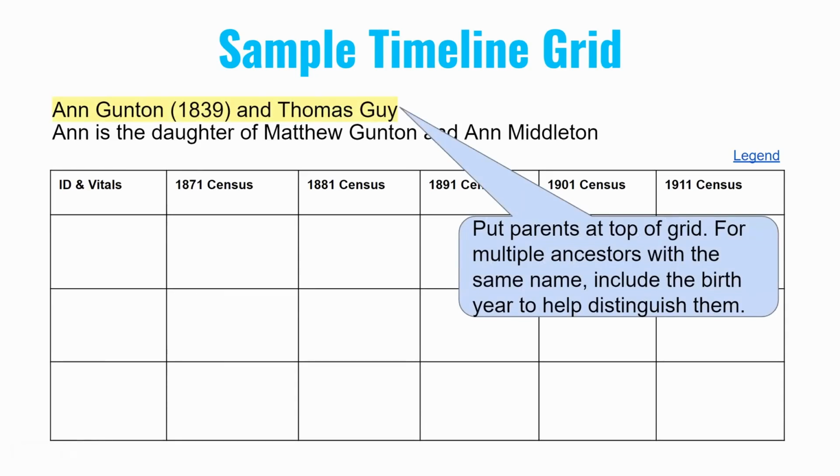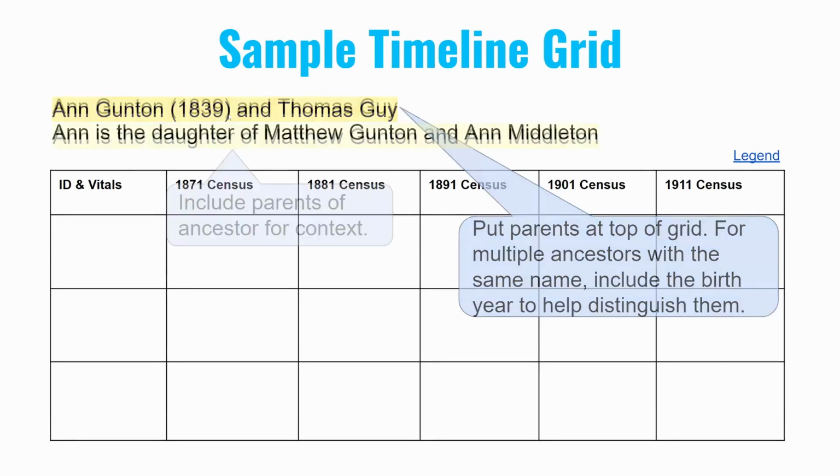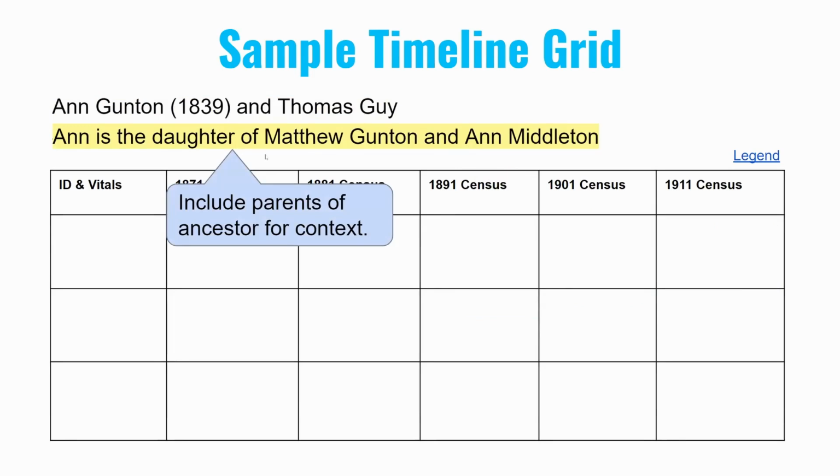And if you've got multiple ancestors with the same name, like I've got about 1 million Ann Guntons in my line, and I'm sure all of us have names that are reused over and over, I like to put the birth date just to help distinguish that person. And then also to help distinguish the person, it's helpful to put the parents below.